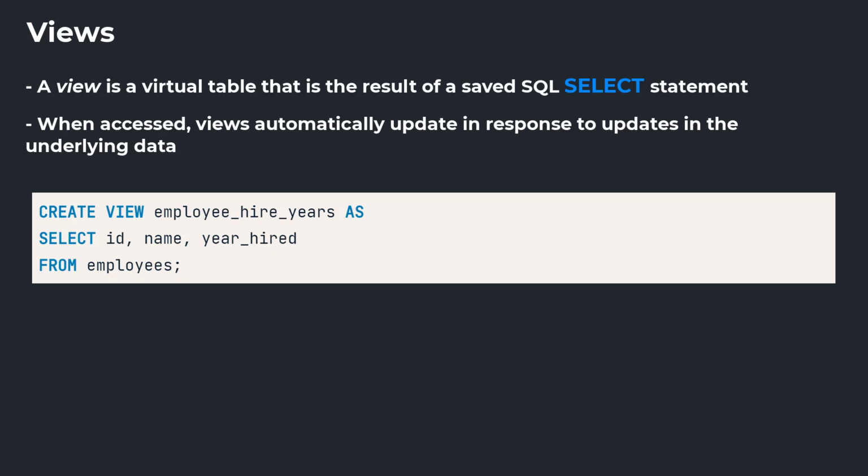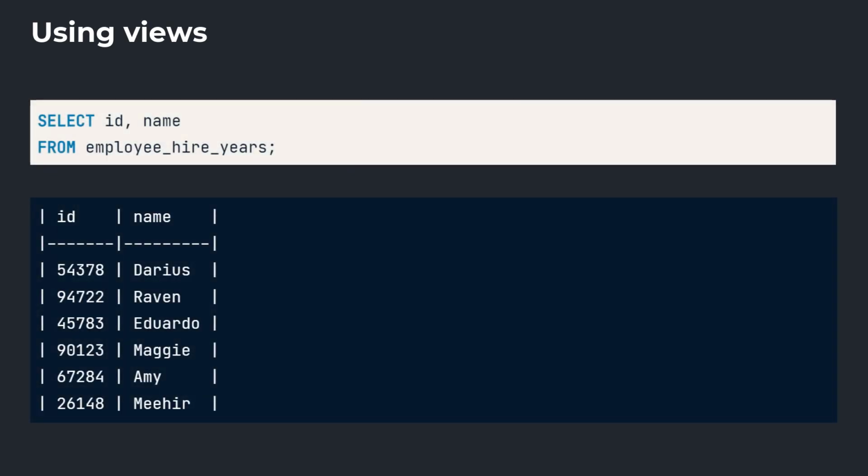Here, we create a view called Employee Hire Years by assigning the results of a query selecting 3 fields from the employees table to a new view. There is no result set when creating a view. Once a view is created, however, we can query it just as we would a normal table by selecting from the view.